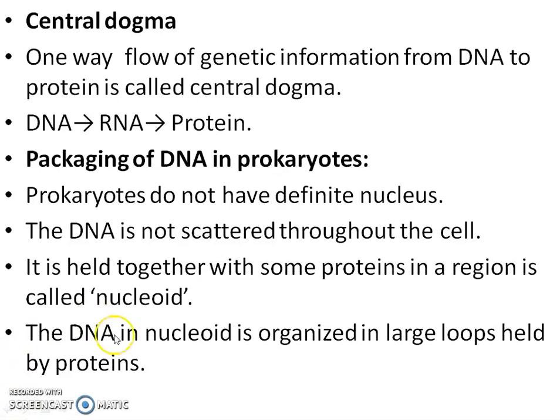The prokaryotes do not have a definite nucleus, and the DNA is not scattered throughout the cell. So you know that the DNA is present inside the nucleus. The DNA length in the human genome is 2.2 meters because the base pairs are about 3 billion. The gap between each base pair is 3.4 angstrom. So the length calculated becomes 2.2 meters.